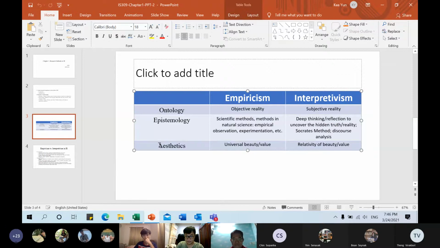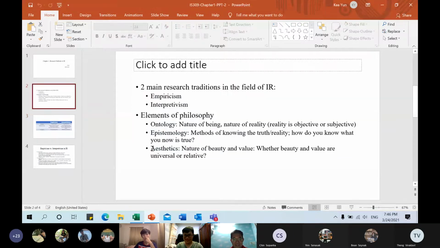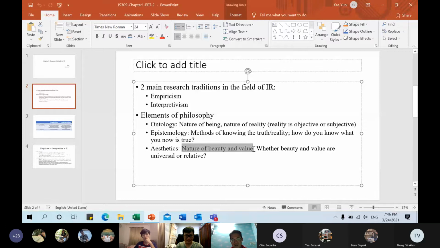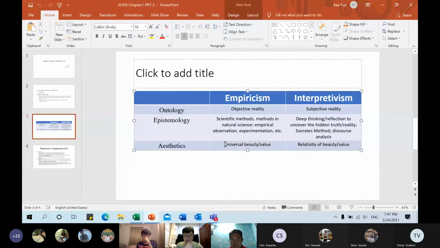For aesthetics, for empiricism, like with ontology, they say reality is fixed and objective. But first we need to know the definition of aesthetics. Aesthetics means the nature of beauty and value. The nature of beauty and value here means whether value and beauty are universal or relative. Relative here means changing from one context to another, one society to another. Universal means no change, right? So for empiricism, the concept of beauty and value is universal. What is beautiful and valuable in one society will also be beautiful and valuable in other societies.